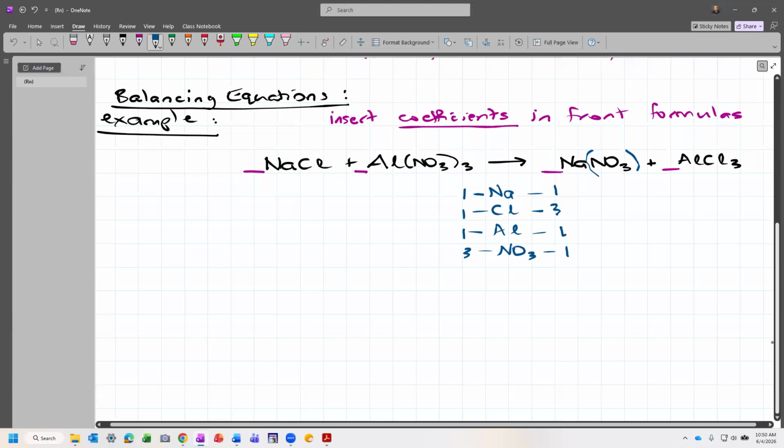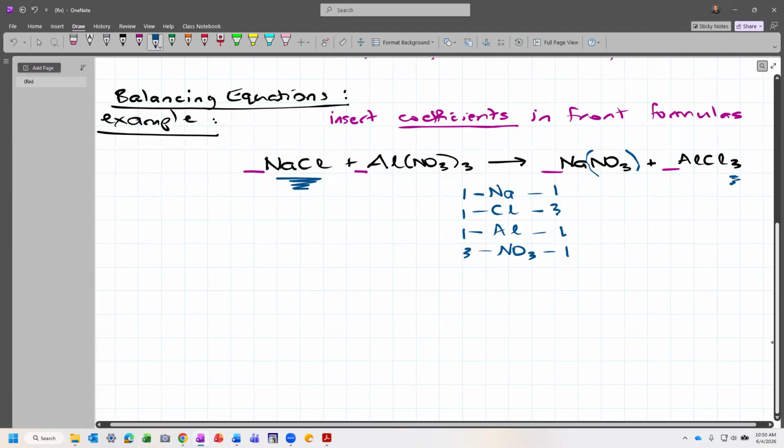So let's try to balance each of these things. Let's start with the chlorines first. I have three chlorines here on the right side. I need to make three chlorines here on the left. Okay, what you cannot do is put a 3 as a subscript, right? That's changing the formula, and you can't do that.